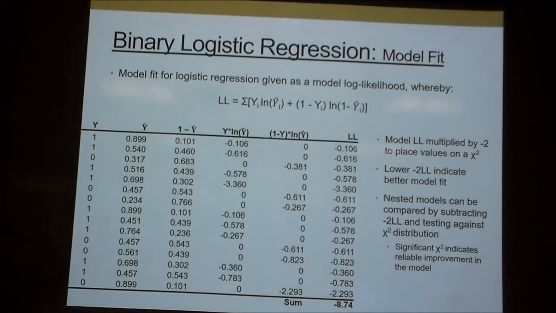And what you're hoping to see is a reliable decrease, right? You're hoping to find that the difference in those 2 log likelihoods is distributed as a chi-square, with the degrees of freedom being the number of extra parameters in the full model versus the base model.